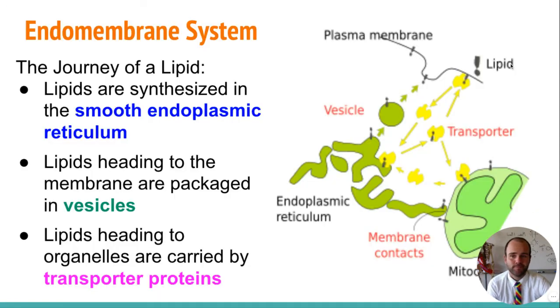Cool. So then let's also look at the journey of a lipid. Lipids are synthesized in the smooth endoplasmic reticulum. Lipids that are headed to the membrane will be packaged in vesicles and sent to the membrane. And lipids headed to other organelles, like the mitochondria, will be grabbed by transporter proteins, which will grab onto them and shuttle them to their final destination. So a little bit simpler system there.